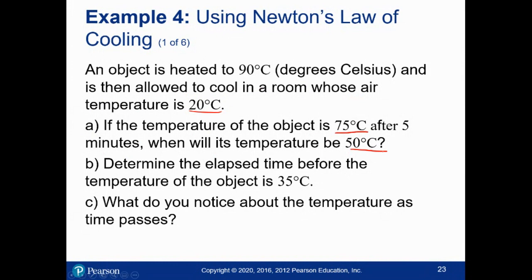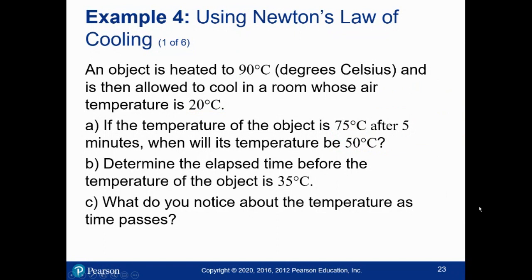Now, here is not how you do this. You'd say, well, after 5 minutes, it went from 90 to 75, so it dropped 15 degrees in 5 minutes. In other words, it's dropping 3 degrees per minute. I need it to drop another 25. That's 8 1/3 minutes, just 25 divided by 3. And therefore, after 5 minutes, it was 75. So after another 8 1/3 minutes, it'll be 50. That is wrong. That assumes it changes the same amount of temperature every minute. That's a linear model. But we don't have a linear model, we have an exponential model. So this reasoning just doesn't apply, so don't do it.